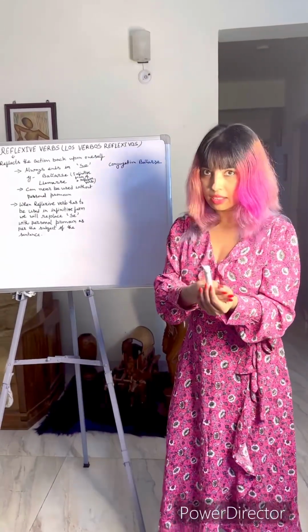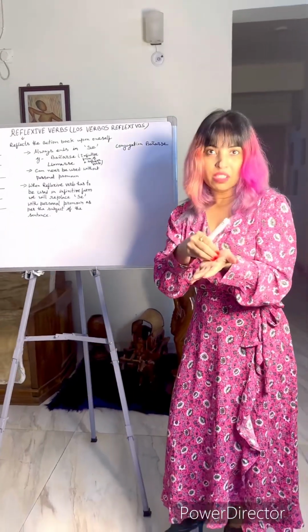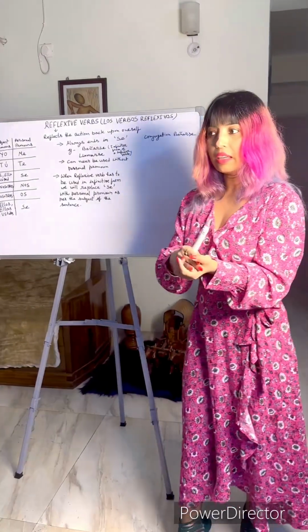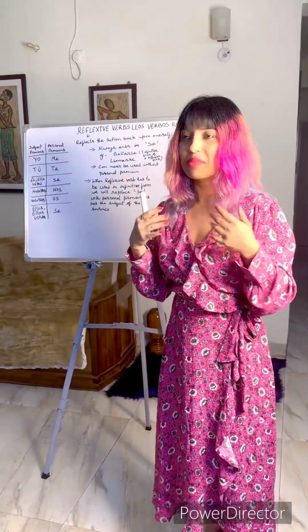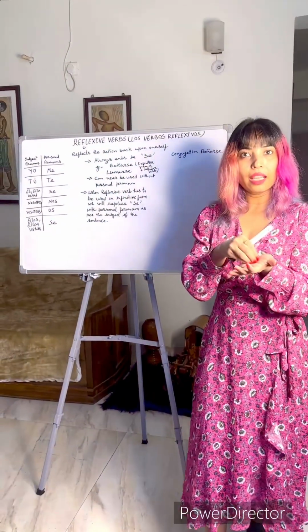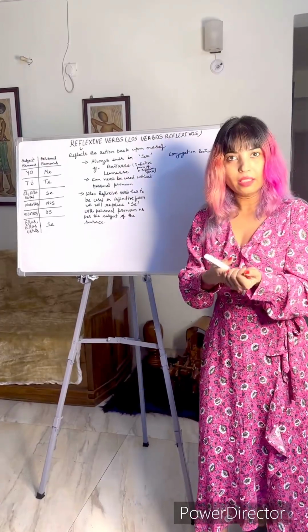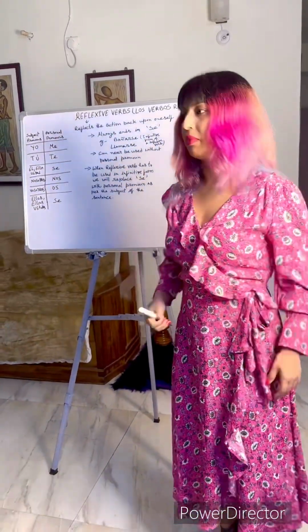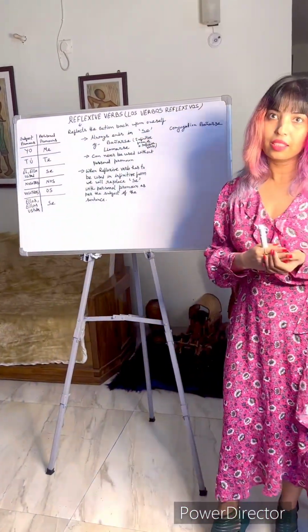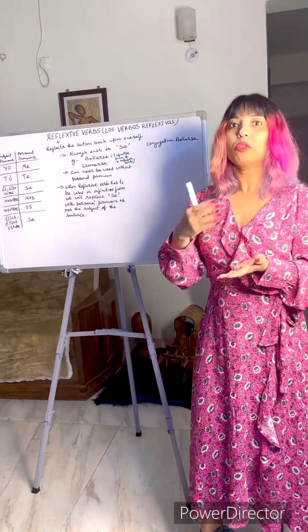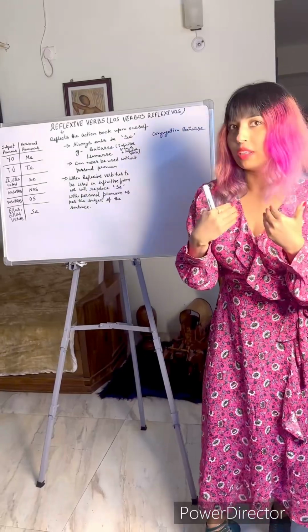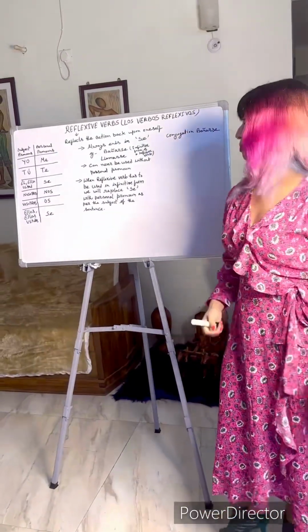Another way to think of it is when the subject is doing something to itself. Like, for example, when I say I'm sitting. So I am sitting here, I am doing something and it reflects on me only. So that would be reflexive. If I say I am sleeping, I am the subject here and what I am doing is sleeping. The verb is sleeping, but it is reflecting on me only. So that would be reflexive.